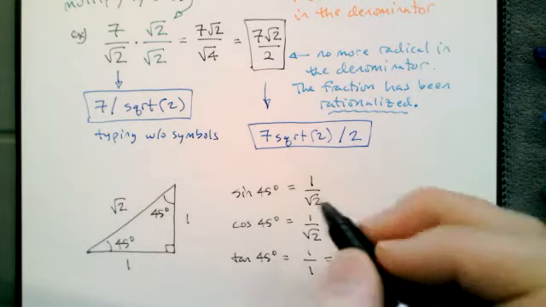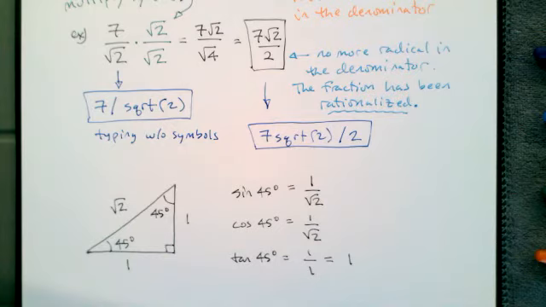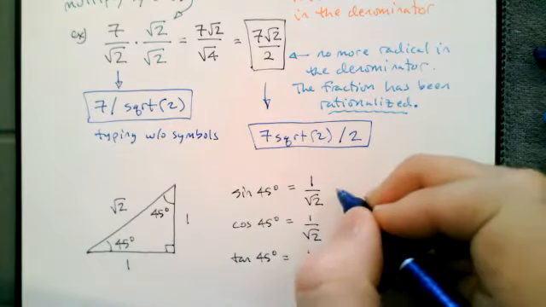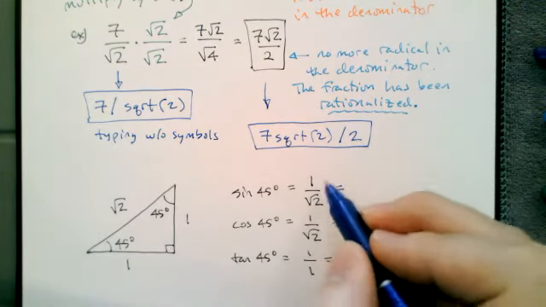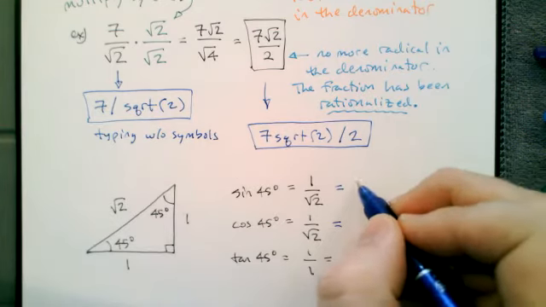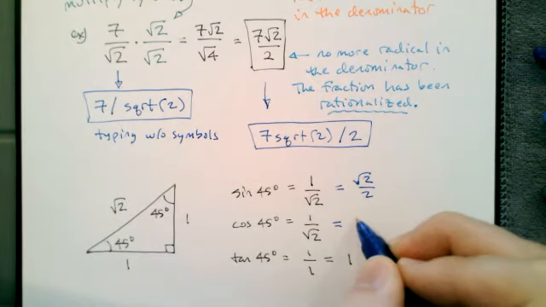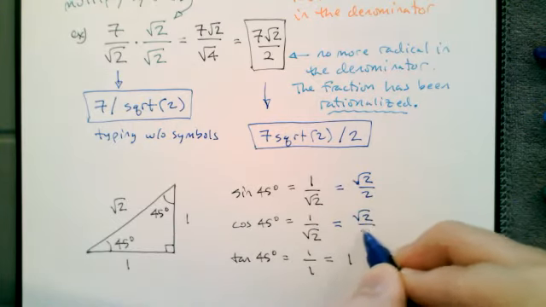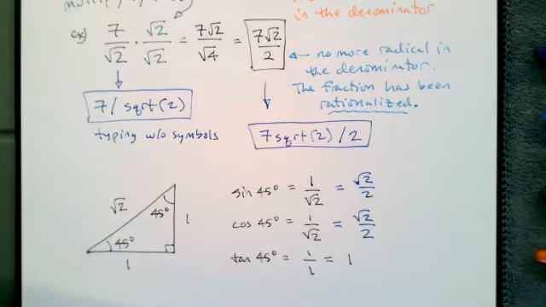It's more common to see the sine of 45 rationalized, because my position that radicals in the denominator are okay has not been widely adopted. You might see the rationalized versions of sine and cosine of 45. So multiplying by root 2 over root 2, sine of 45 is root 2 over 2. Cosine of 45 is also root 2 over 2. So you should know those rationalized versions. Root 2 over 2. Any questions?